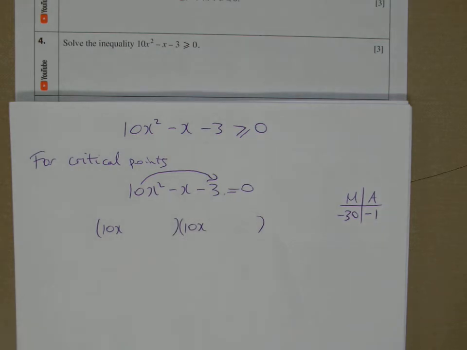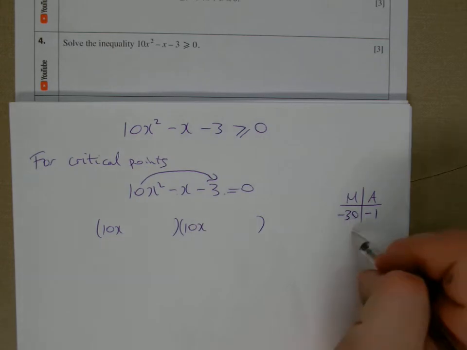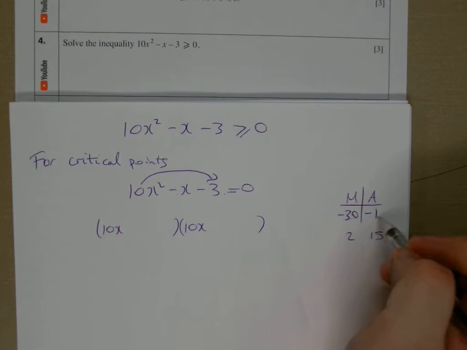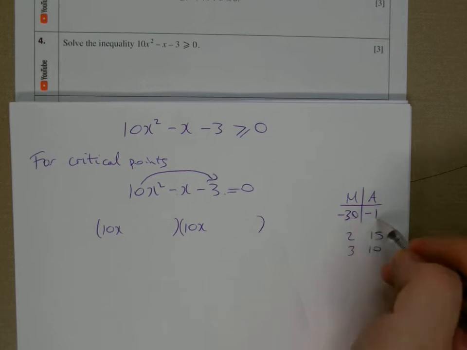So we need to think of two numbers, first of all, that multiply to give 30, right? So, you know, we could think of 2 times 15, yeah? There's no way you can get minus 1 from that. We could think of 3 times 10, couldn't we? Okay, that gives you 30, but again, you're not going to get minus 1. 5 times 6, though, would work, wouldn't it?